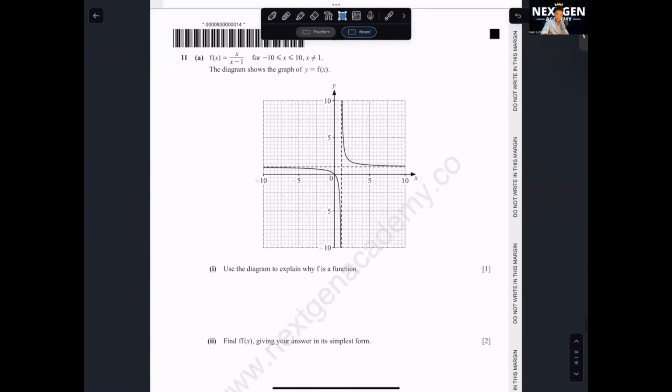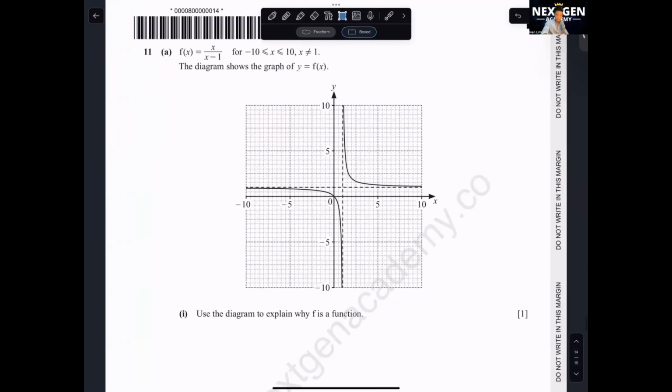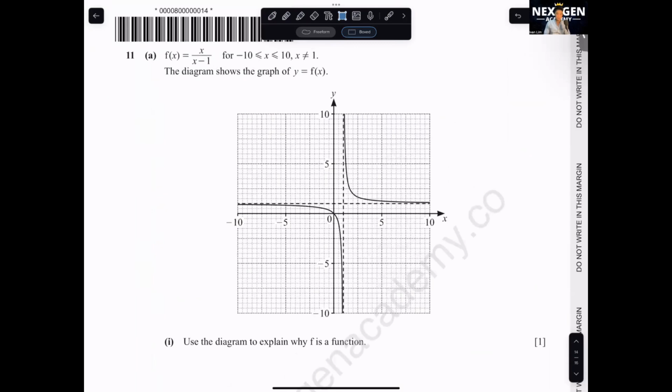Okay, now, everyone's favorite question. I see the most people said just now they don't know how to do question 11. f(x) equals x over x minus 1, for negative 10 to positive 10. Okay, x cannot be equal to 1. The diagram shows the graph of y equals f(x). Use the diagram to explain why y is a function. Okay, what makes a function a function? What is the criteria of a function?